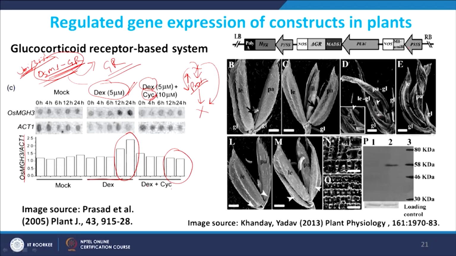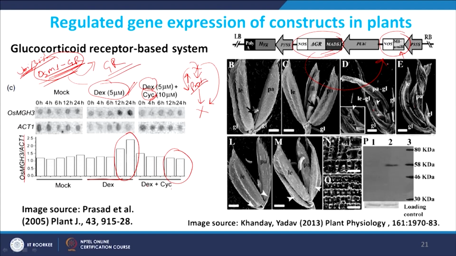In that case, you can make a MATS1 delta GR fusion as well as an artificial microRNA. Normally this artificial microRNA will suppress the gene and you have the phenotype, but if you grow in the presence of dexamethasone, this delta GR will go and complement the phenotype.